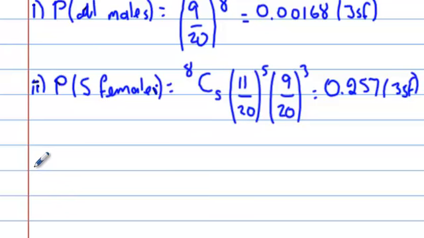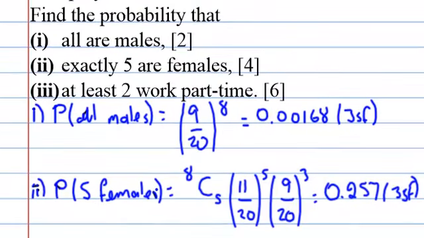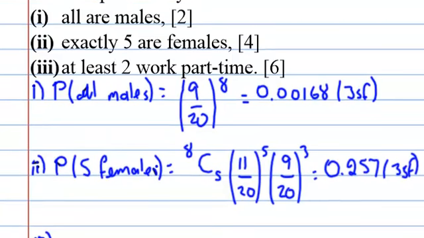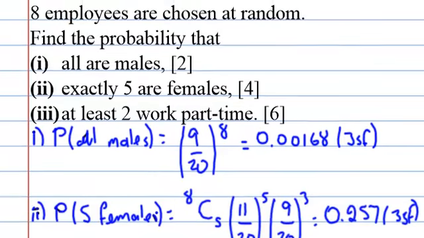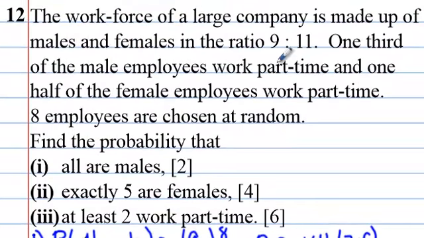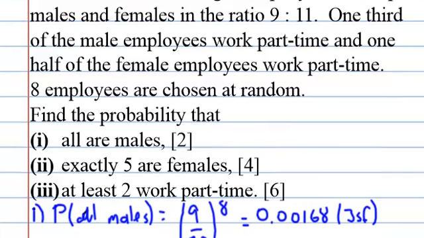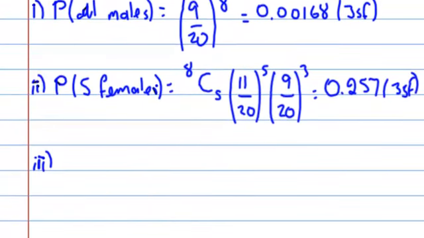Okay, so for part 3, at least 2 work part-time. So we need to start by working out how many part-timers there are, because based on a ratio of 9 to 11 male to female, 1/3 of male employees work part-time, and half of females are part-time as well. So we need to get some information on that before we can proceed.